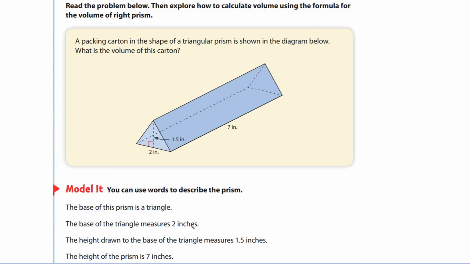And the base of the triangle again measures 2 inches. There it is, measures 2 inches. That means this is 2 inches as well. Think about the base, and then we can see the height. The height drawn to the base, they give it to you here, which is 1.5 inches. The height of the whole prism is 7 inches. Pretend like this whole prism is being stood up, straight up, right? So the height is 7 inches. The height of the triangle is 1.5 inches, and the base is 2 inches.